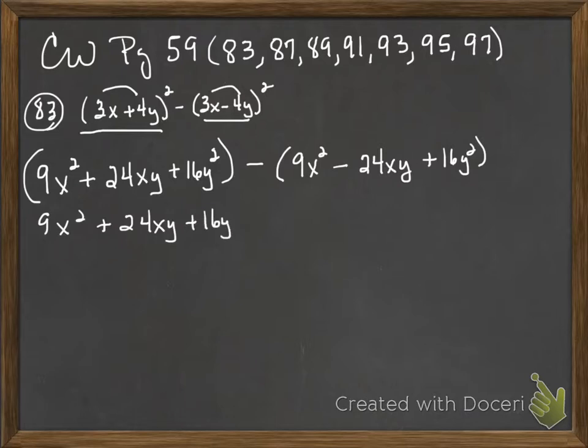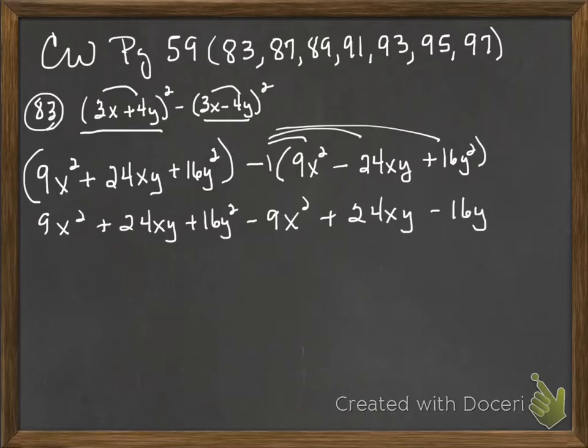And the second set of parentheses is what we're subtracting. So it's like we're distributing a negative 1, or all the signs in the parentheses that we're subtracting have to change. So we end up with a negative 9x squared, a positive 24xy, and a negative 16y squared. And then I just come back and combine like terms.